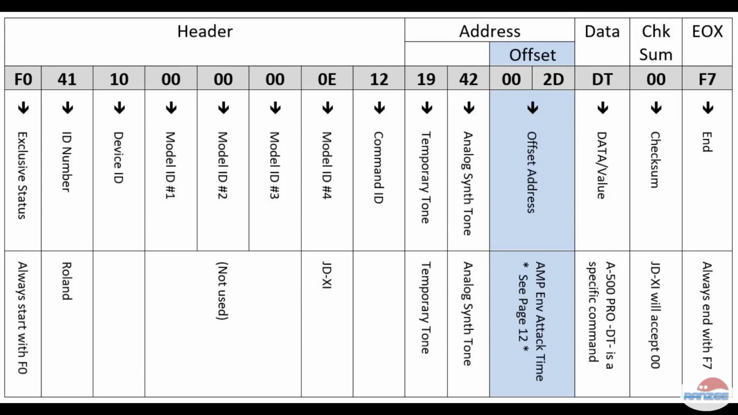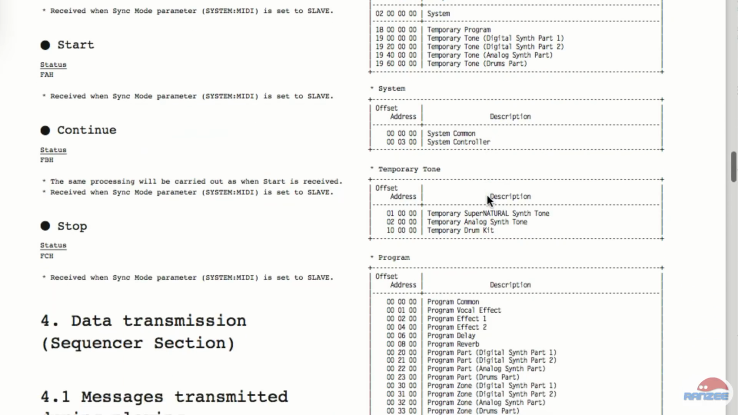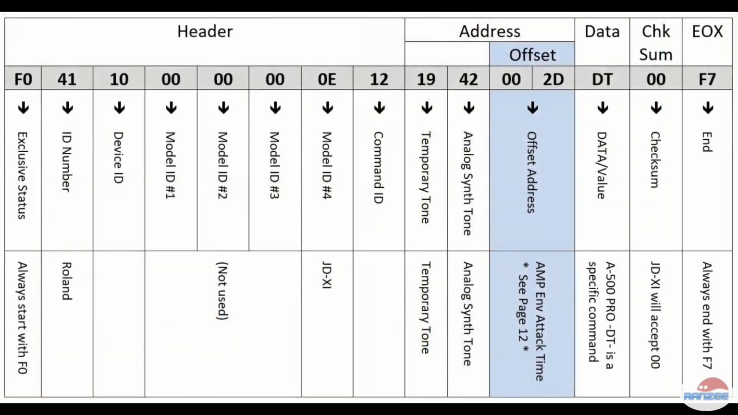We're going to talk about the 19 and the 42 for the moment. So how does the 19 and the 42 work? 19 here is the analog synth part. And then you'll see 40, but we've got 42. Why is that? Well, we need to go to the table, which is called temporary tone. So let's go to the temporary tone table, and you'll notice that the analog synth tone is offset of 2. So you add 2 to the 40, and that's how you get 42.